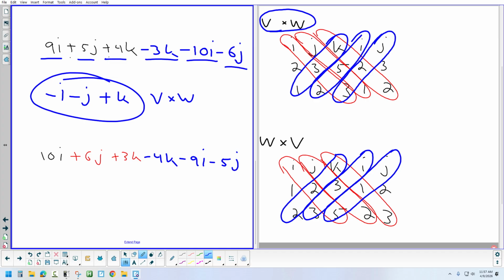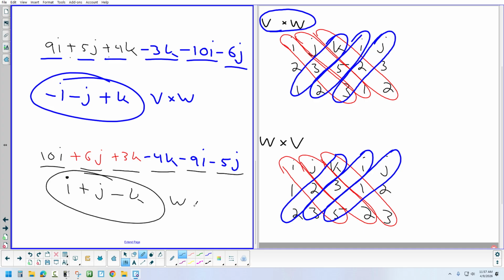Let's combine like terms and see what happens. What's 10I minus 9I? I. What's 6J? Take away 5J. J. And what's 3K minus 4K? Negative K. So, did we get the same answer? No. But is there a connection between the two? Yep. They're opposites.